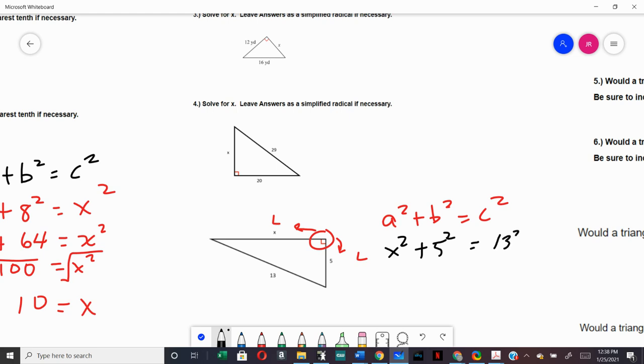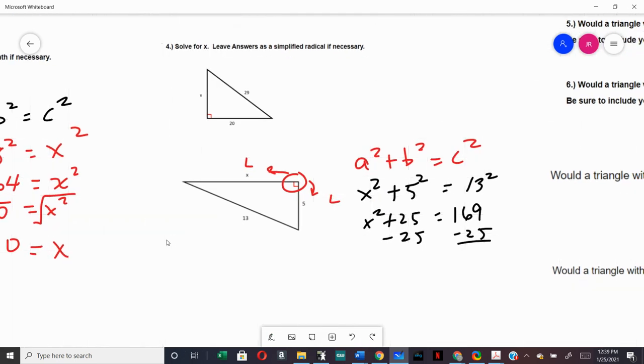And again, I'm just going to simplify using order of operations and then do an inverse operation to solve and then take a square root. So 5 squared, 25. 13 squared is 169. Again, if you don't know those, use your calculator. I'm going to subtract 25 from each side. That gives me 144.